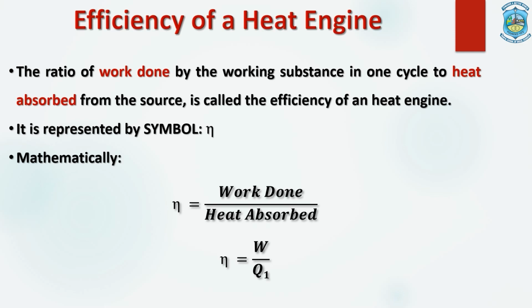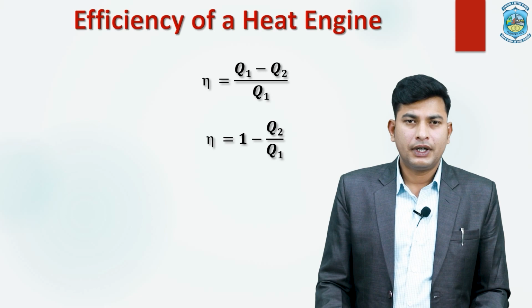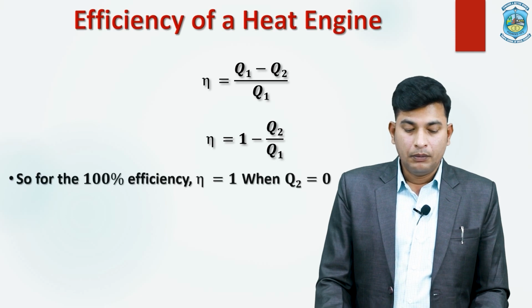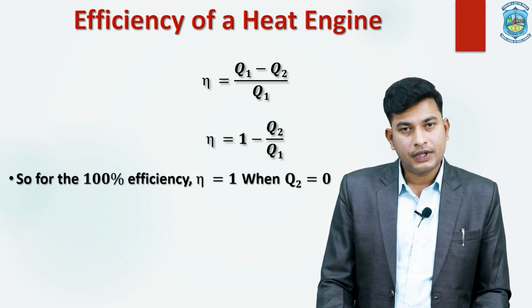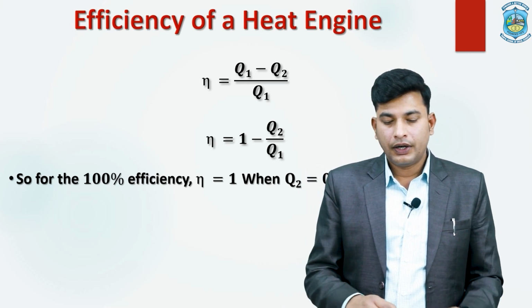In symbolic representation, we can say that eta equals W upon Q1, where W is the work done and Q1 is the heat absorbed. The engine is absorbing heat that is coming from the source. So, W upon Q1. In this W we can put Q1 minus Q2, as we have discussed previously. So, eta equals Q1 minus Q2 upon Q1, or further we can solve it as eta equals 1 minus Q2 upon Q1. So, from this equation we can say that for 100% efficiency, eta must be equal to 1, and for eta equal to 1, Q2 is equal to 0.